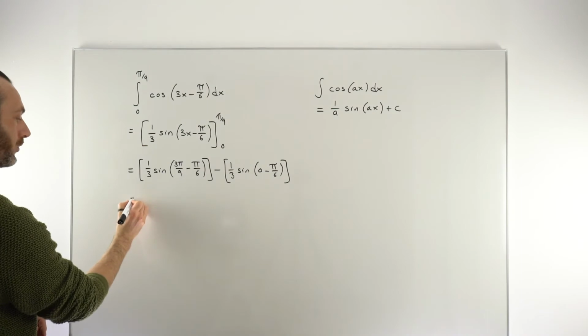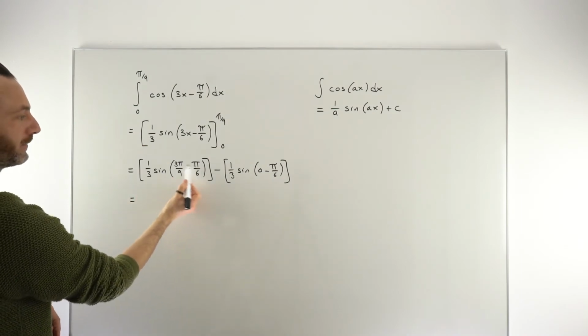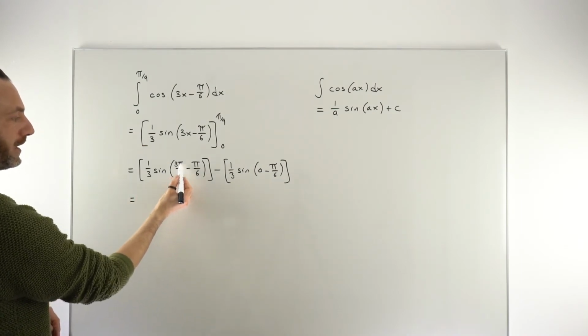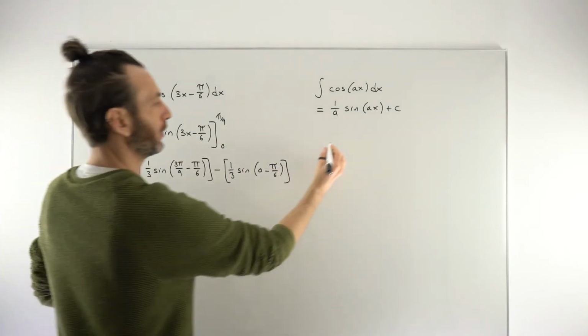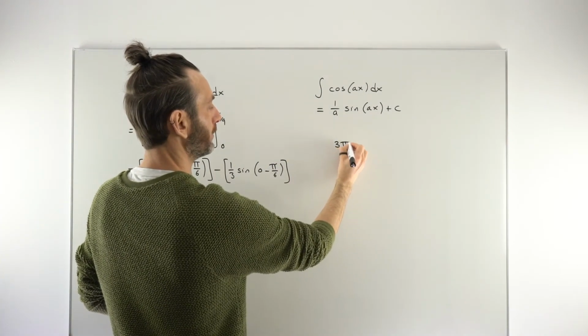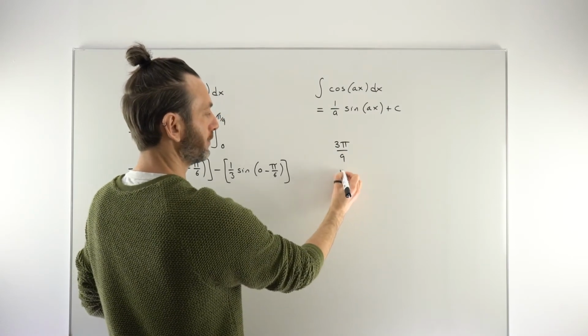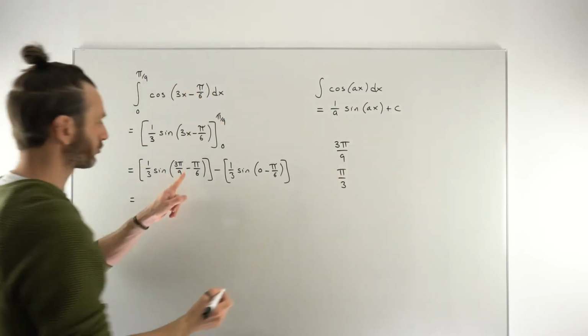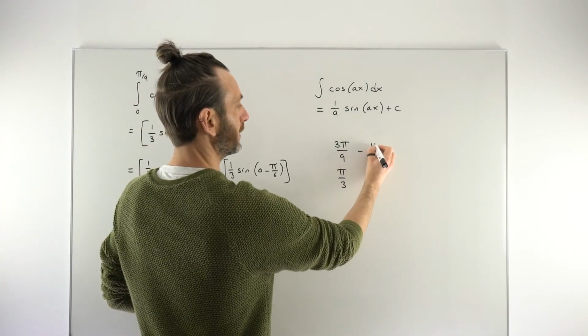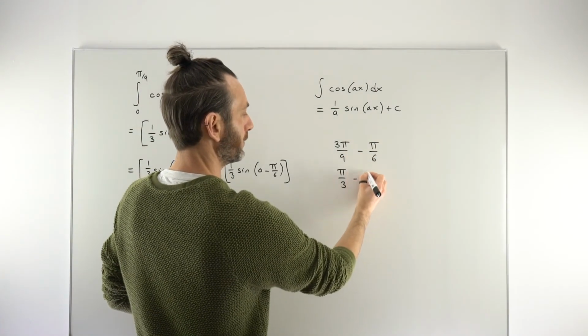So we've got a bit of work to do now, a little bit of simplifying. If you look at these, 3 pi by 9, I might do that as a little bit of side working. 3 pi by 9, well, we can simplify that top and bottom to make it just pi by 3, and we're going to be subtracting from that pi by 6, so it's minus pi by 6.